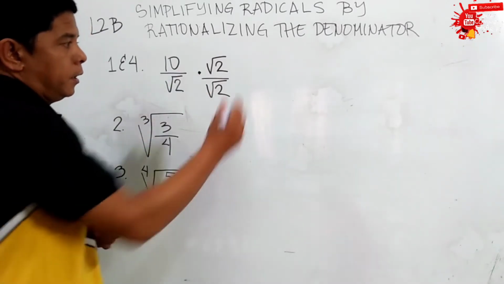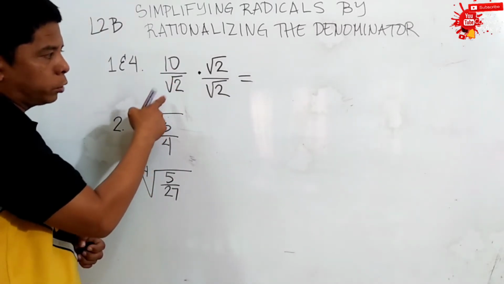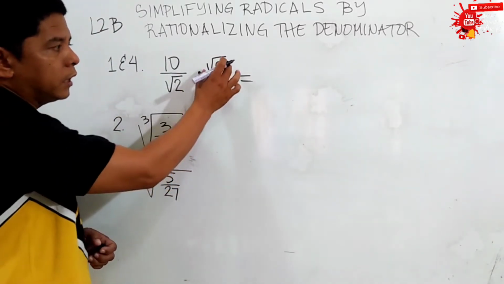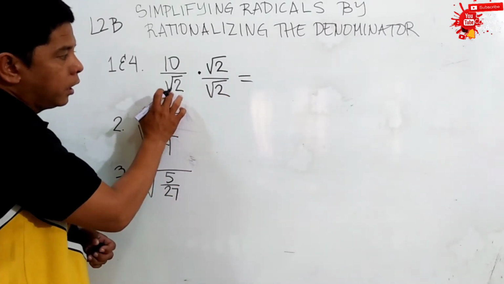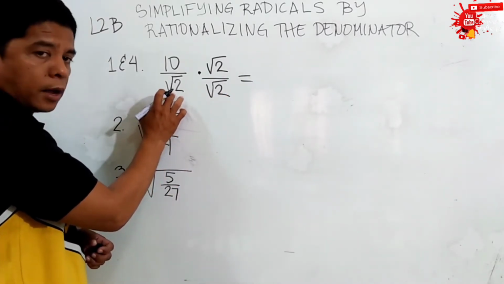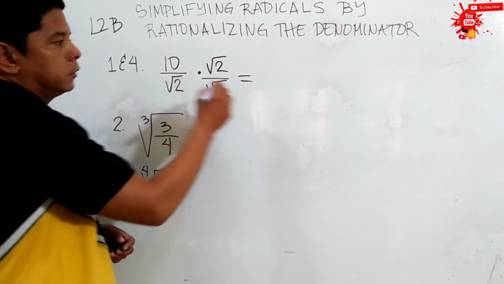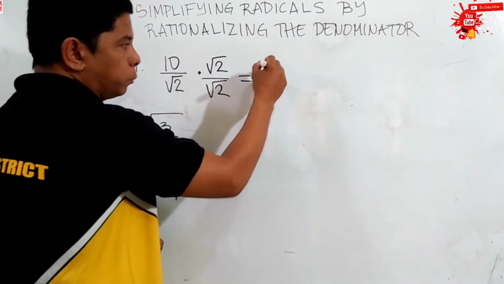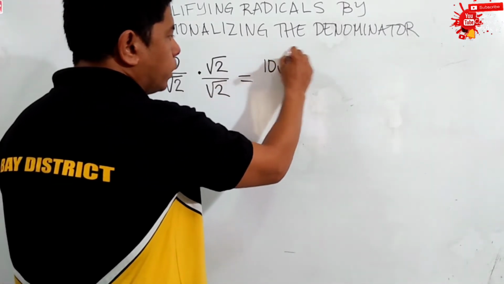So, multiply. Our given is 10 over square root of 2. We multiply by square root of 2 over square root of 2. Why? Because we are going to rationalize this, so the radical will disappear. So, what is 10 times square root of 2? It is also equal to 10 times square root of 2.